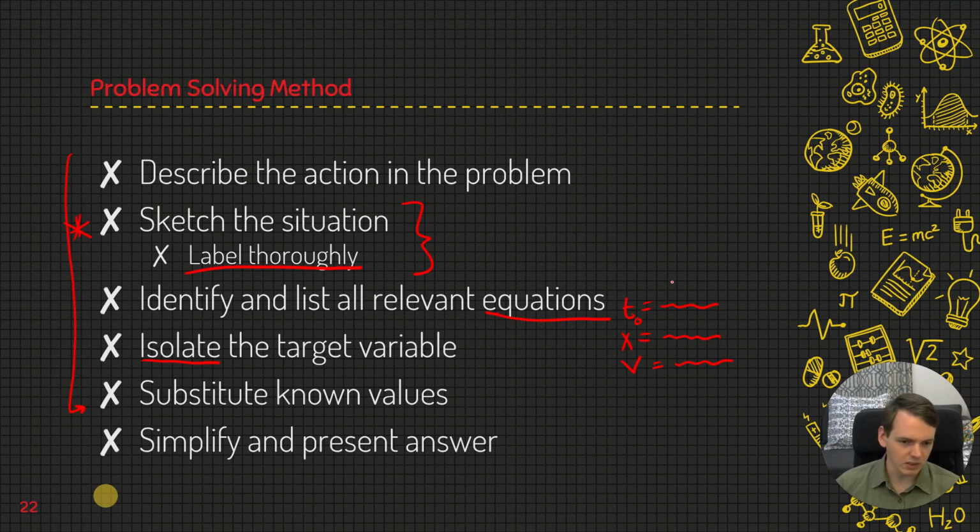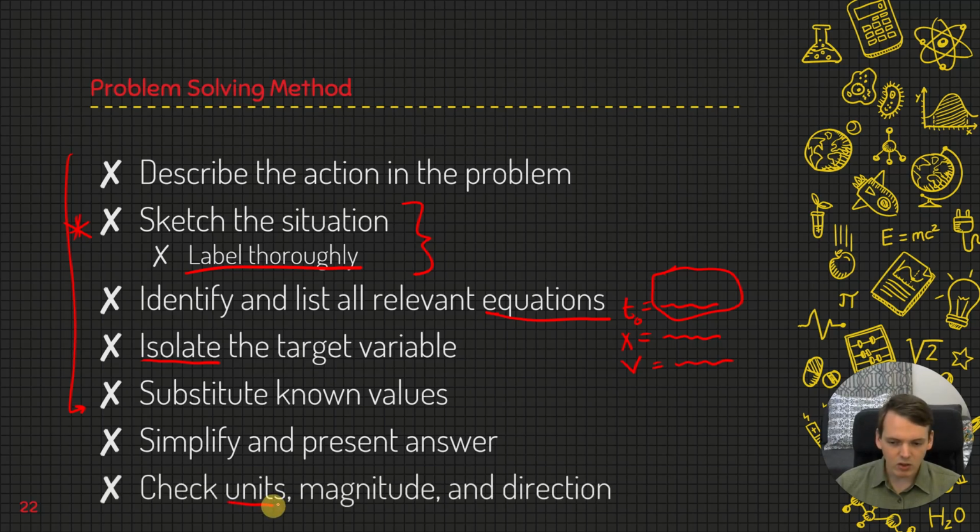Next, simplify and present your answer. You'll have this equation with all that stuff plugged in, all these random numbers. Simplify it down, get your final answer. Then lastly, check your units, the magnitude of your answer, and the direction if relevant. Just see if your answer makes sense. If you were asked to find a time and you ended up with meters, you probably made a mistake. So that's the goal here at the end, to double check to make sure your answer seems possible.